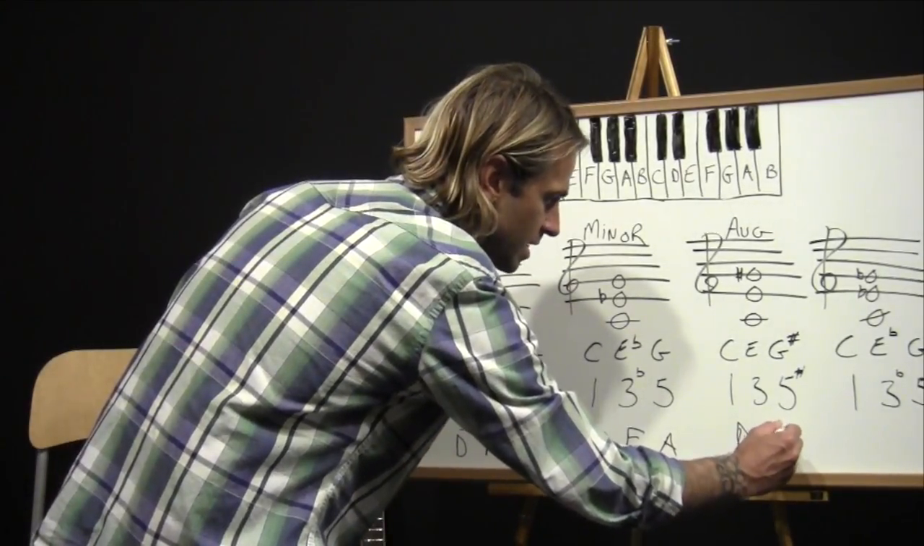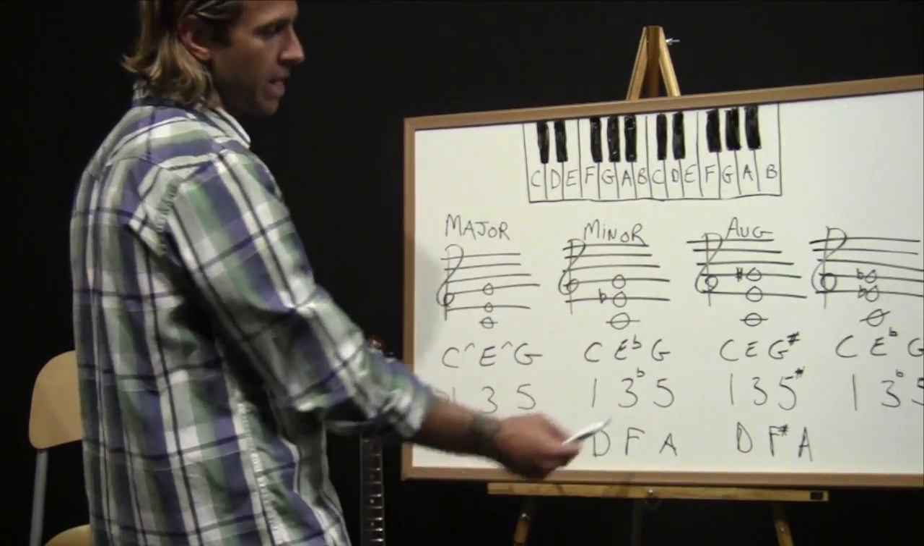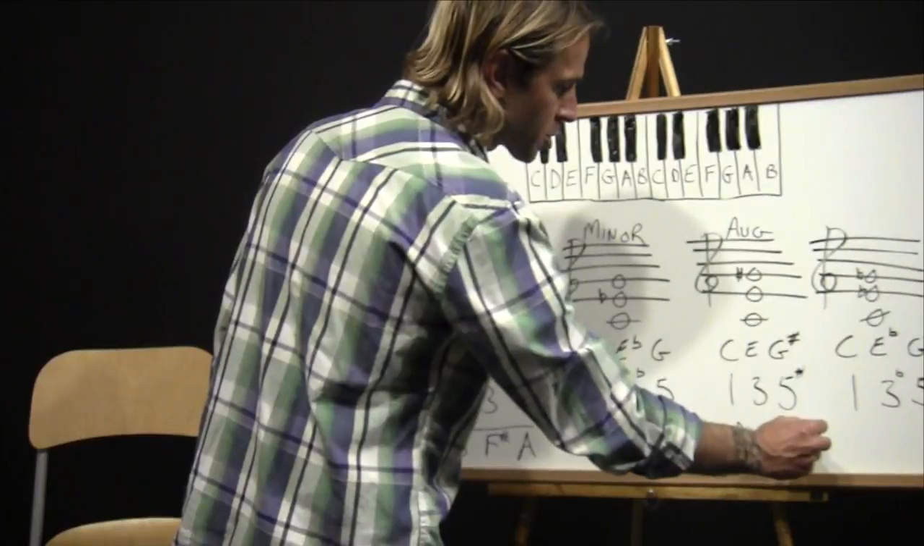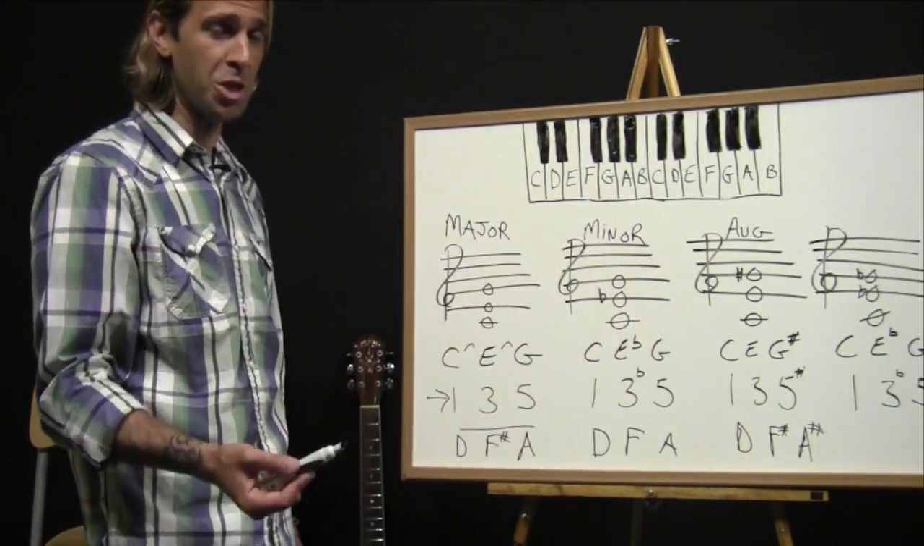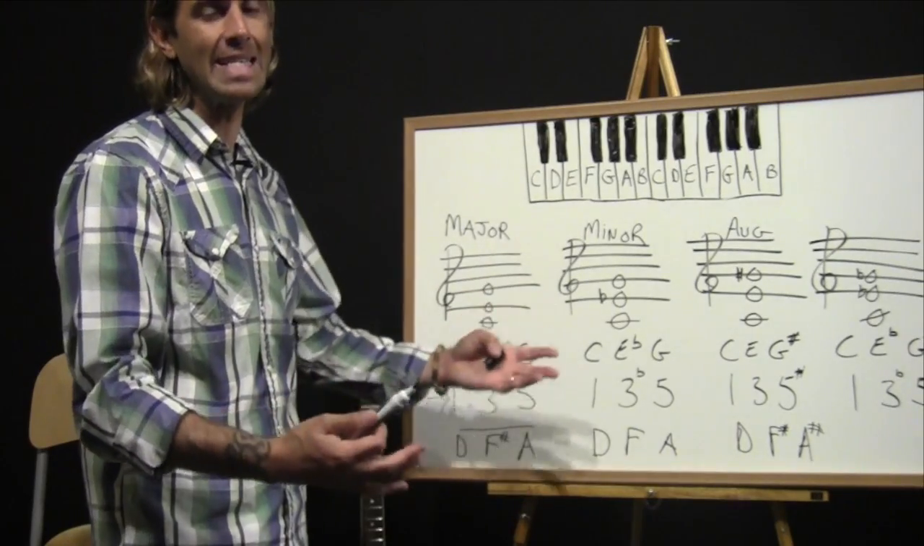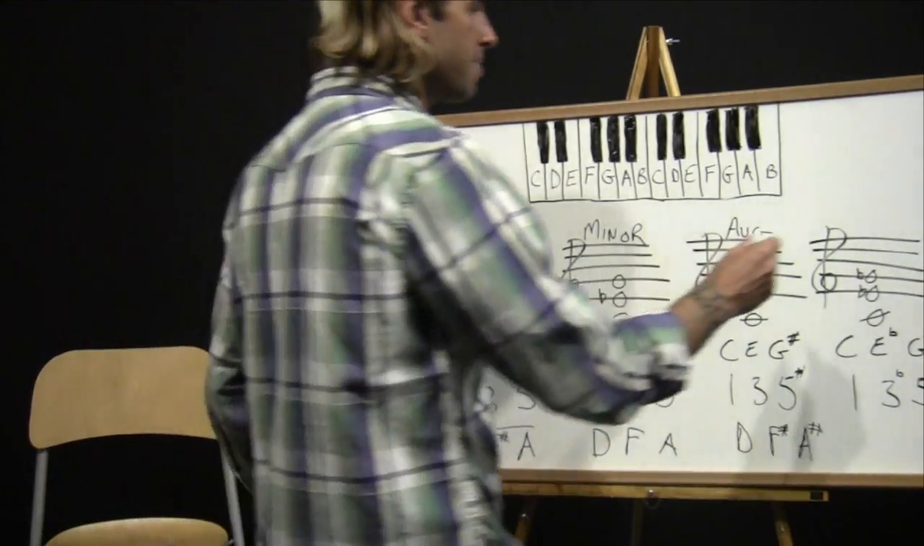So let's do this along here with the D. You see the C, E, G. But remember, it tells me I got to sharp the fifth. So for D, I carry over this F sharp because it's in that key, and then I bring my A over here, and sharp the fifth.